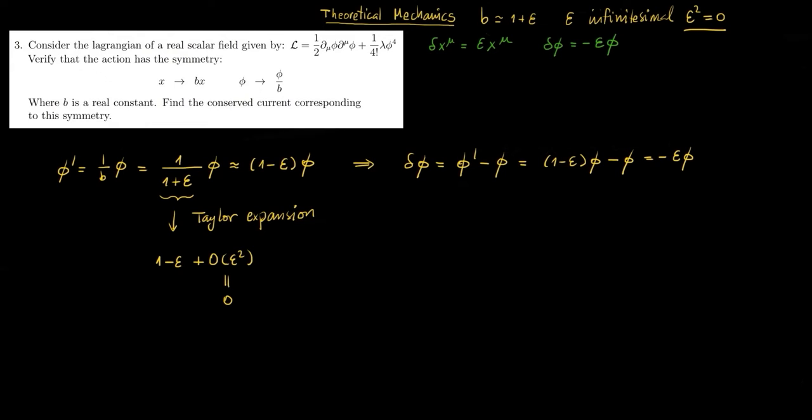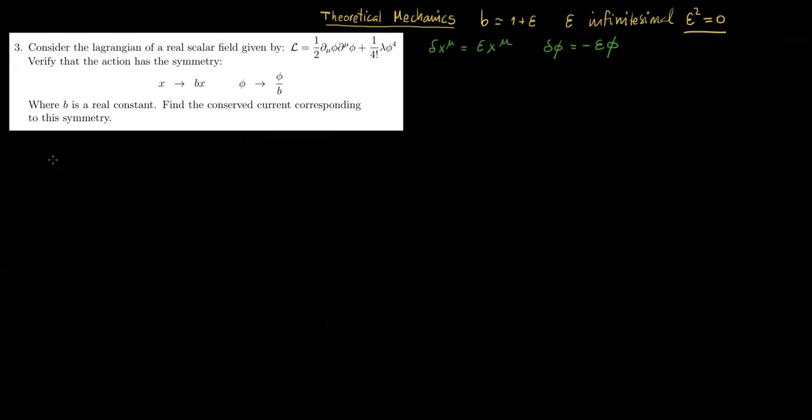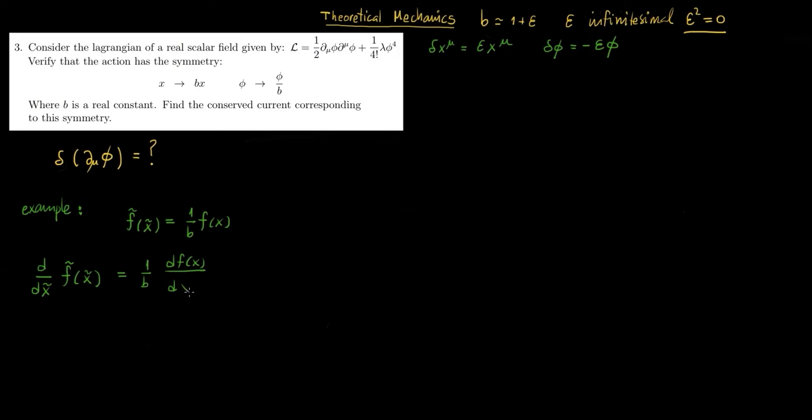Okay. Another thing we are going to need is the variation of the partial derivative of the field. So let's do an example in one dimension to see how it works. For example, imagine you have f tilde of x tilde, which means the transformed function, which will be 1 over b times f of x. Now we're going to take the derivative with respect to the transformed variable on both sides of the equation. Remember, this is the transformed variable. On the right-hand side, we will have 1 over b times the derivative of f with respect to x tilde.